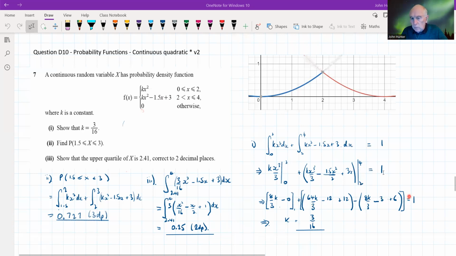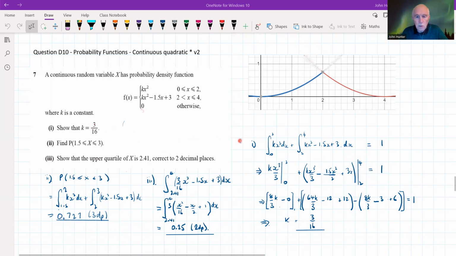So, and all that equals 1. Now, I've not done the working out here. Try and keep it concise and on one page. But basically, we've got an equation in k there, so it really just needs a bit of algebra to work that through. Be a little bit careful with signs and denominators. But if you work that through, that will indeed give you k equals 3/16, which is what we were asked to show.